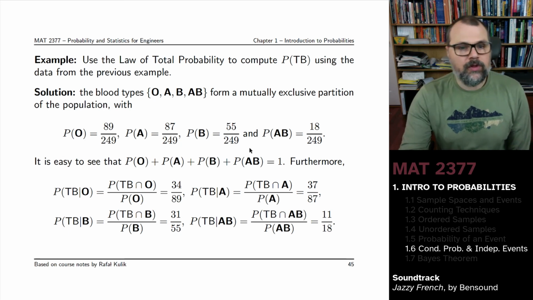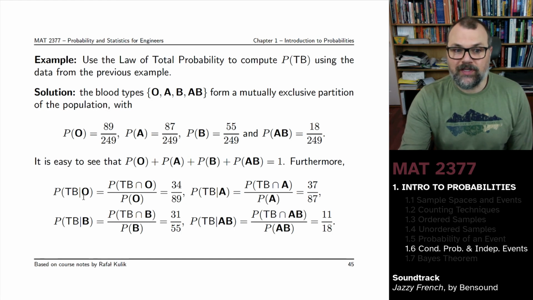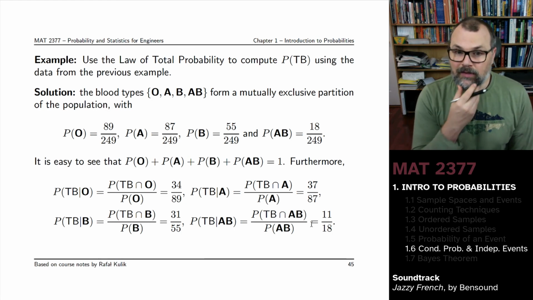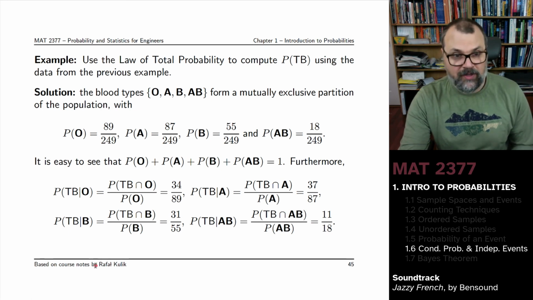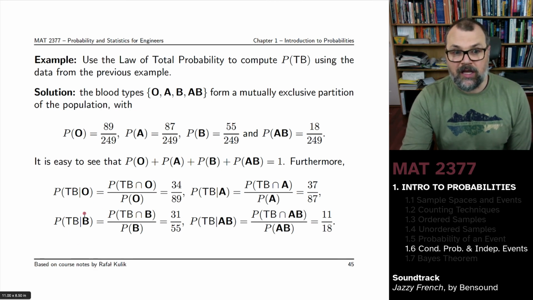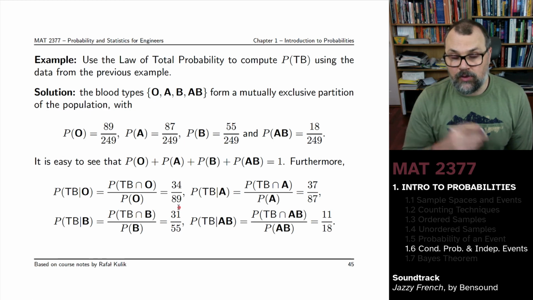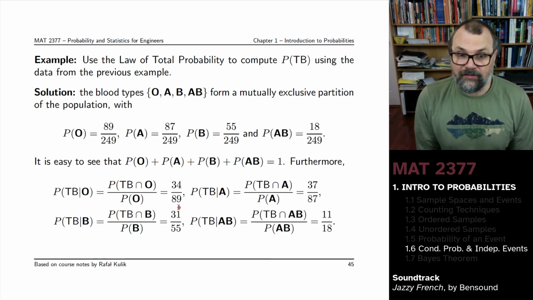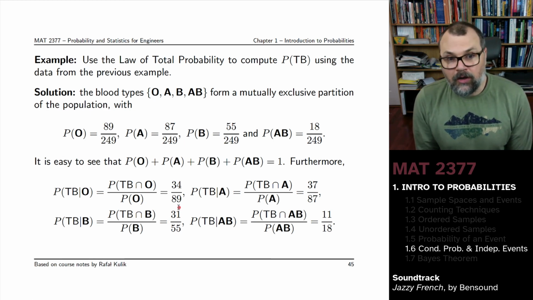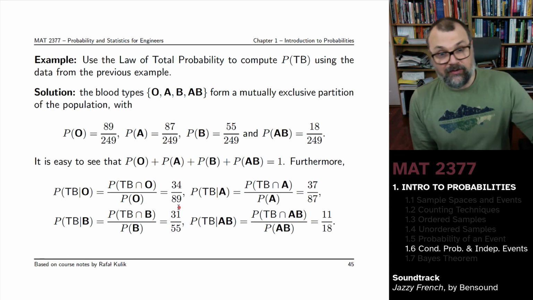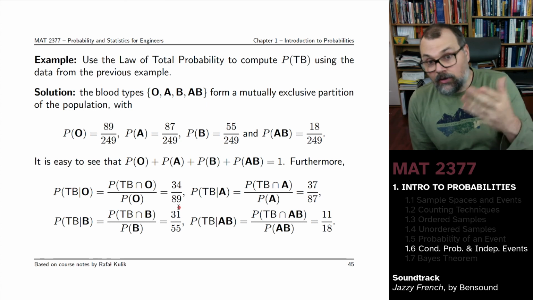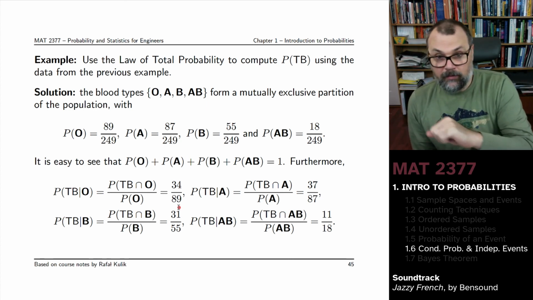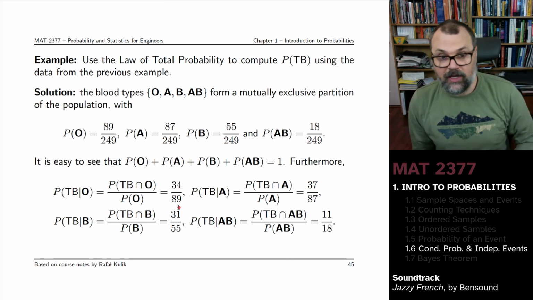So you can compute the probability of having tuberculosis given that you belong to any of the blood types. We've done it for one of them. We had computed previously the probability of having tuberculosis if your blood type is B, and that was 31/55. You do it for all 4 blood types by literally just dividing the number in the top row by the number at the very bottom, the total number of people in each blood type.